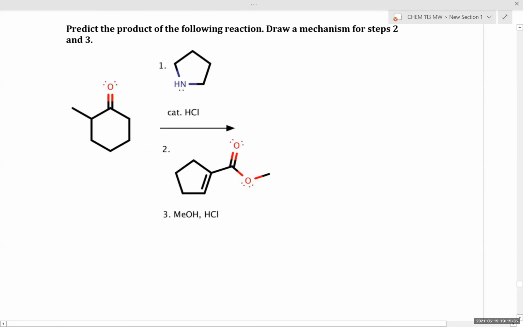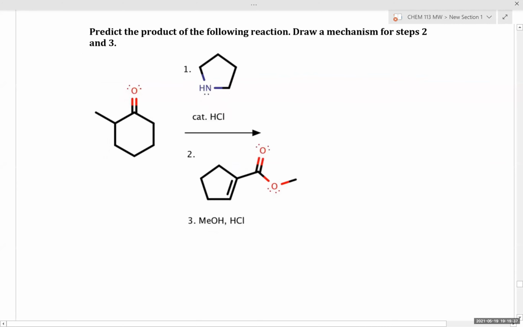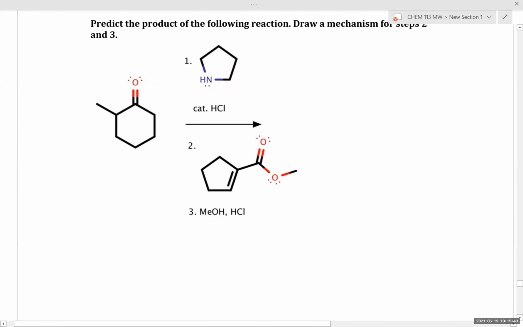In this case, let's try to predict the product of the following reaction and draw a mechanism for steps 2 and 3. So you can draw just the product from step 1, and then I'd like you to show how the product from step 1 is used and the mechanism for steps 2 and 3. So let's work through this example and try to predict the product from each step of this reaction sequence and draw a mechanism for steps 2 and 3.